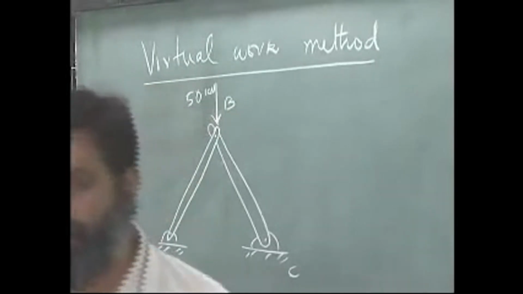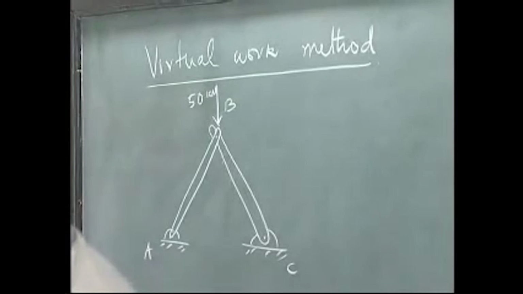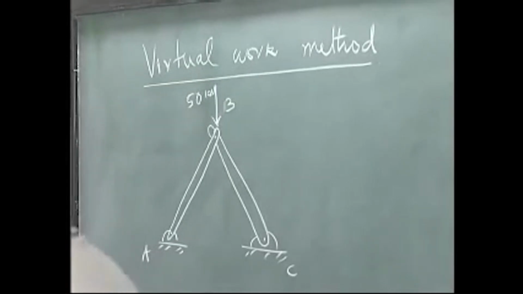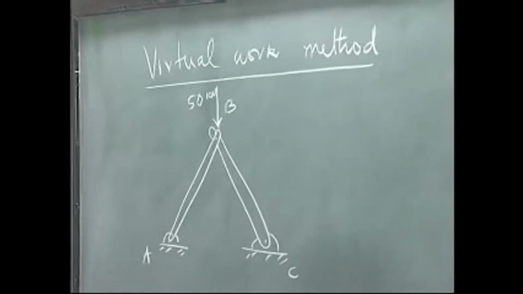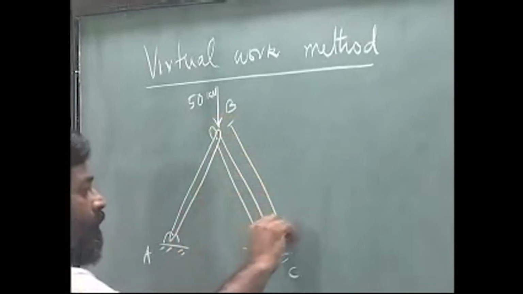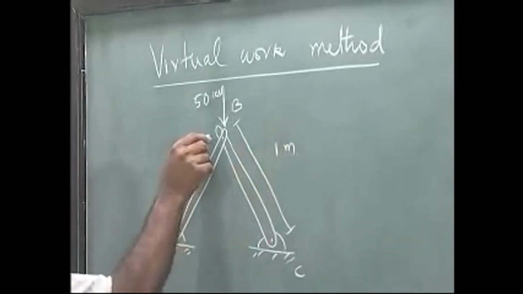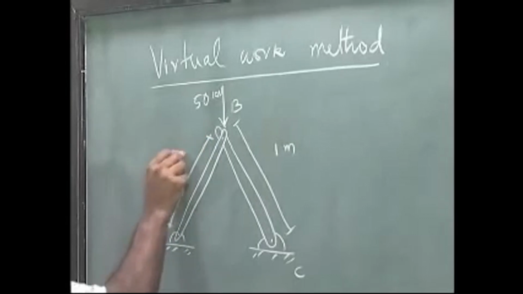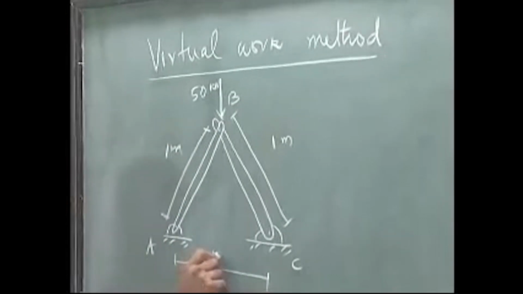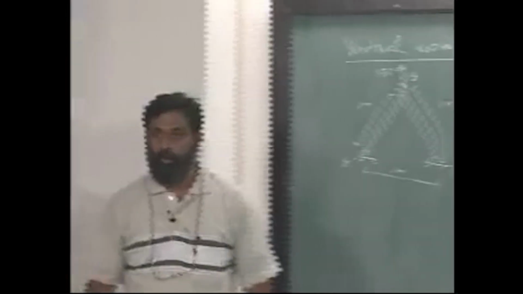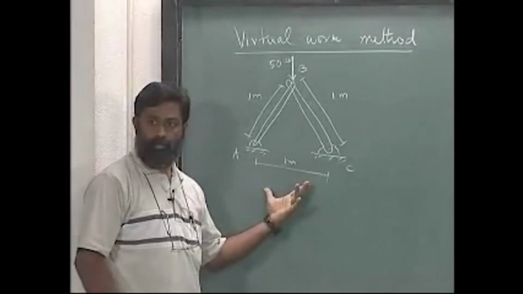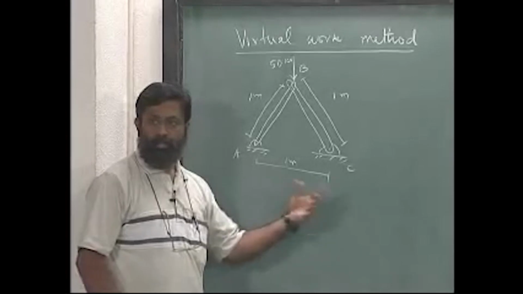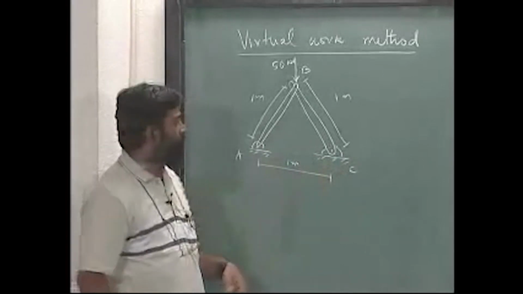Each of these bars is 1 meter, and the distance between them is 1 meter. This is a problem that you can solve by using simple equations of equilibrium, right.